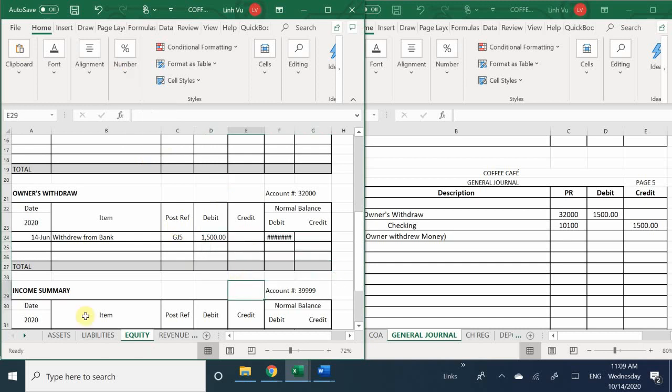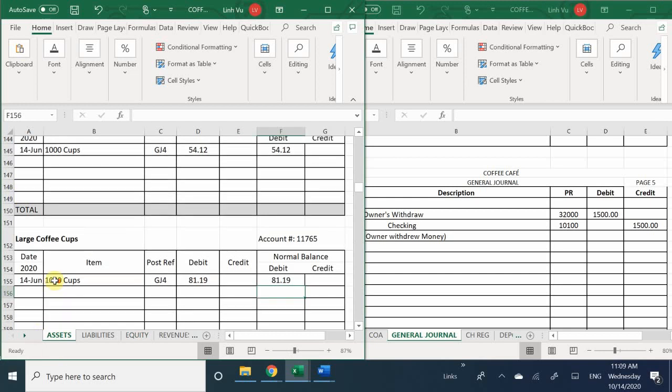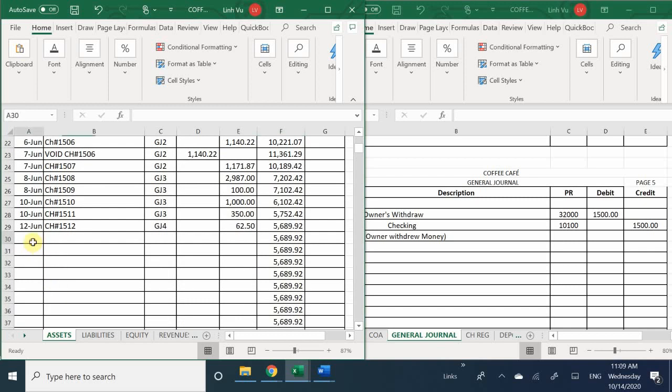And then I'm going to go to my assets, page 1. I'm going to go up to my checking account because I made a withdrawal. The owner went to the bank and made a withdrawal. So on 614, owner withdrew from bank. Okay, general journal number 4. General journal number 5.